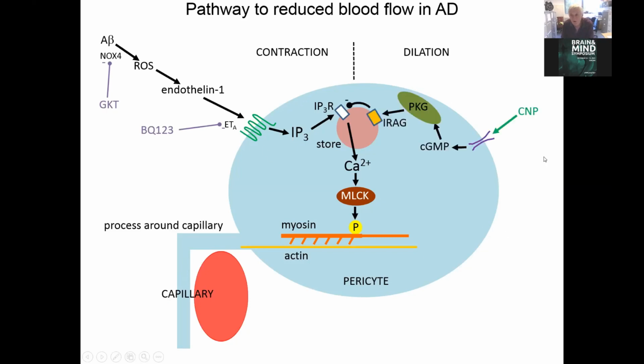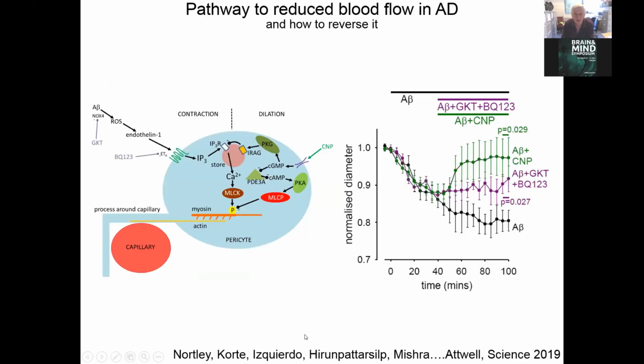We also tried another approach using C-type natriuretic peptide, which activates guanylate cyclase, and that stops calcium being dumped from stores. And also, by a Viagra kind of mechanism, it raises the concentration of cyclic AMP, and that turns off the myofilaments. So to test these ideas for how we might prevent this constriction happening, we evoke a constriction with amyloid beta. If we block the activating pathway with these drugs, you halt the constriction in its tracks, but it doesn't reverse very rapidly. But if we give the CNP, then we get a rapid reversal.